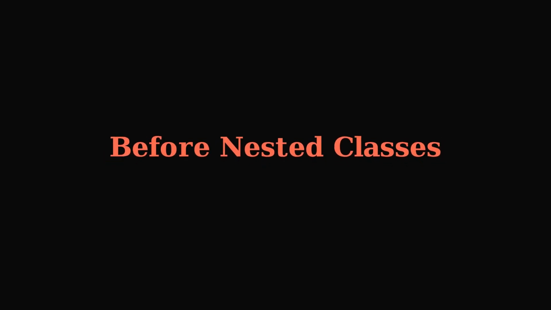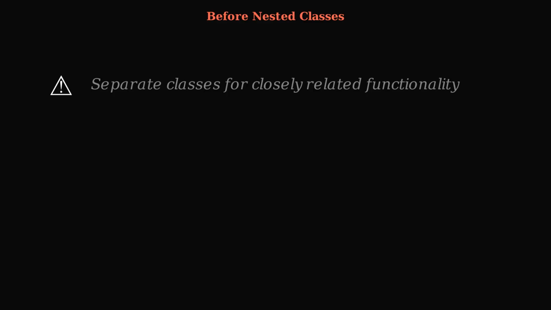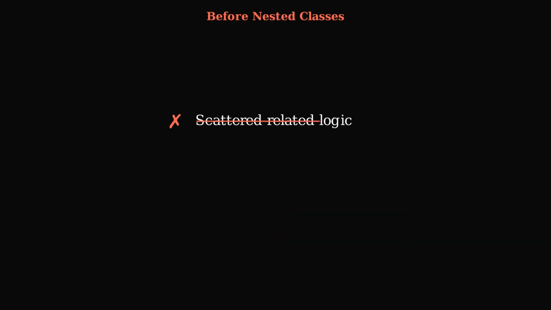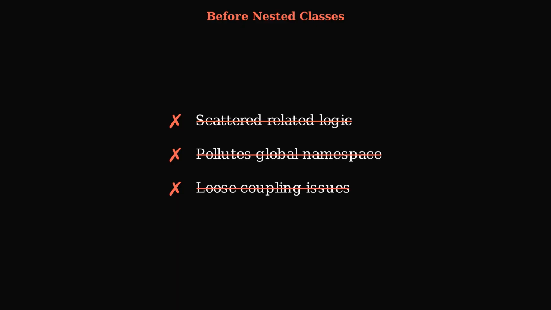So, what happens without nested classes? Separate classes for closely related functionality. Look at how messy the code gets. Scattered related logic. Pollutes global namespace. Loose coupling issues. There has to be a better way.